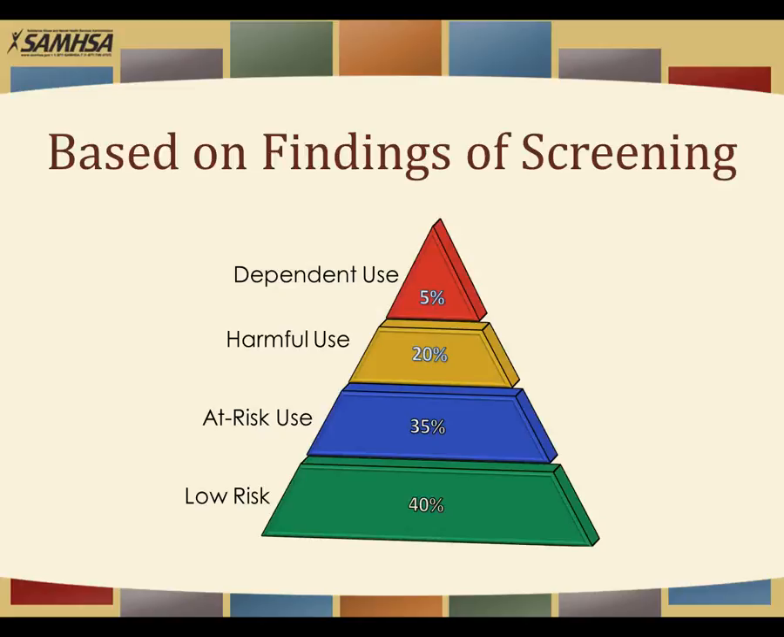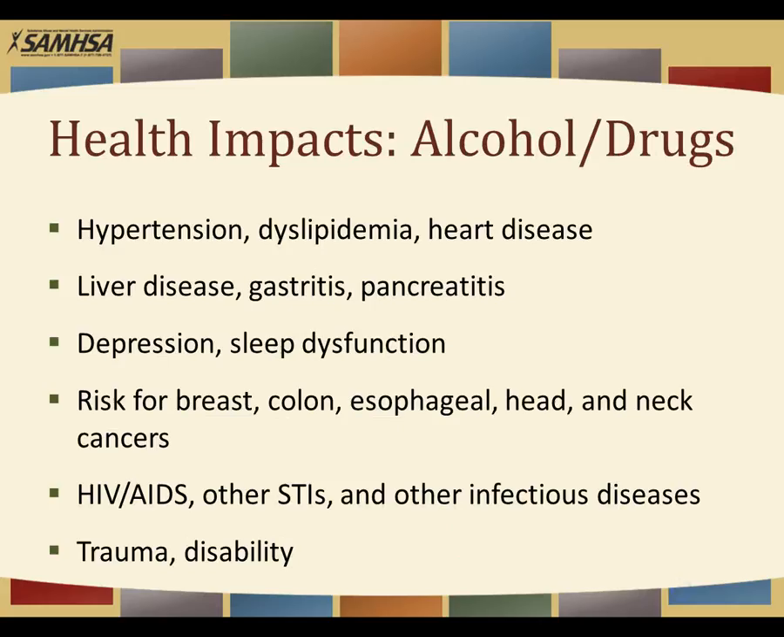Based on the findings of screenings, you will typically find that 40% of the people you screen are low risk, 35% are at risk using, 20% are harmfully using, and 5% are dependently using. There are many health impacts for alcohol and drug misuse: hypertension, heart disease, liver disease, depression, risk for cancers, HIV/AIDS, other STIs, trauma, even possibly disability.